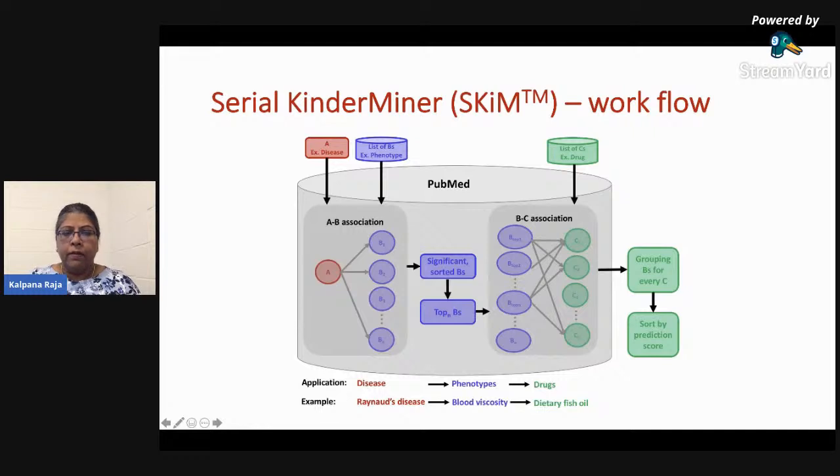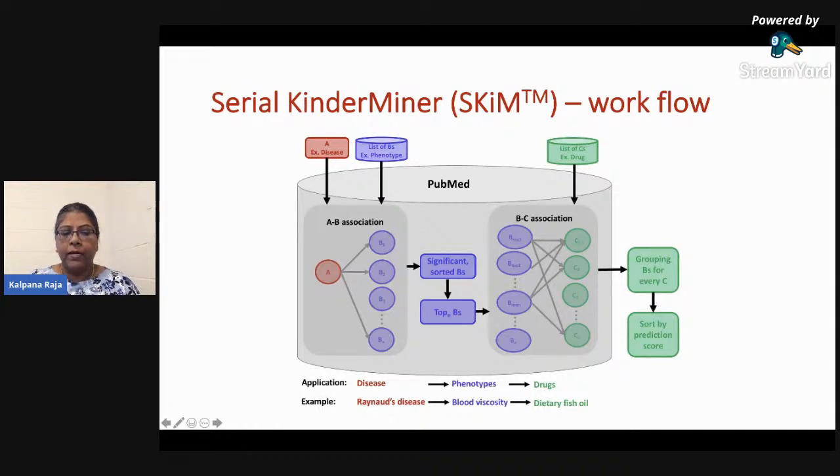So first, SKiM finds AB association. It gets the significant B's associated with A. Then it sorts the B's depending on a prediction score. Then we take only the top n B's, where n stands for number. It could be any number. So for every B from the top N, SKiM finds the associated C terms. Finally, it groups all the B terms for every C term, then sorts it based on the prediction score.